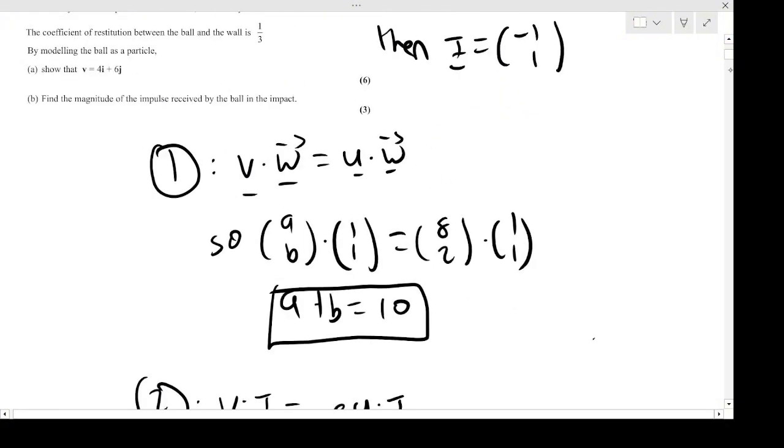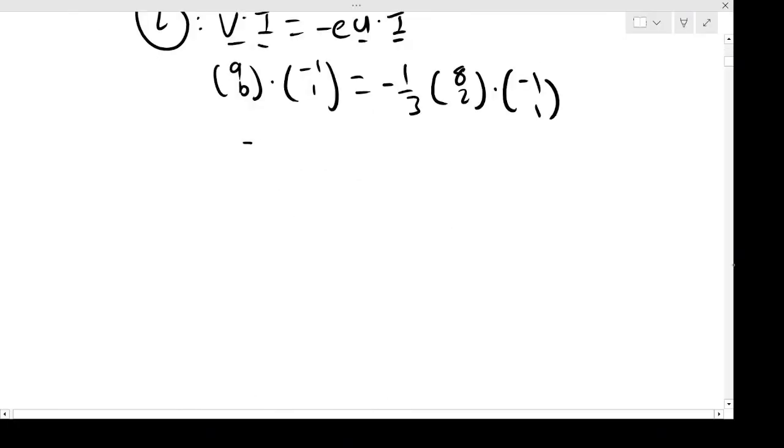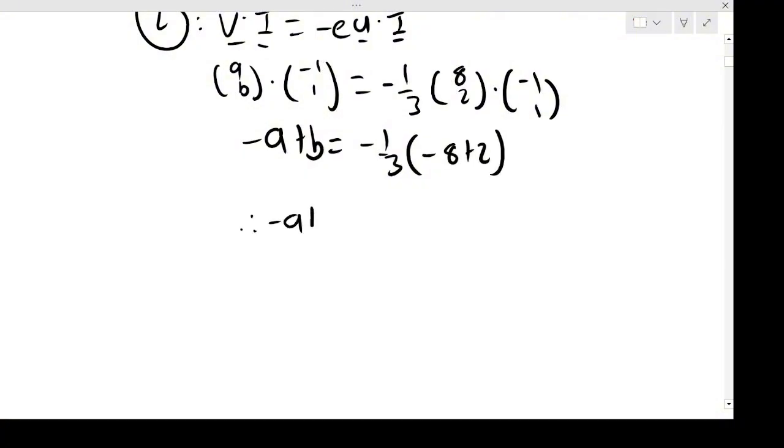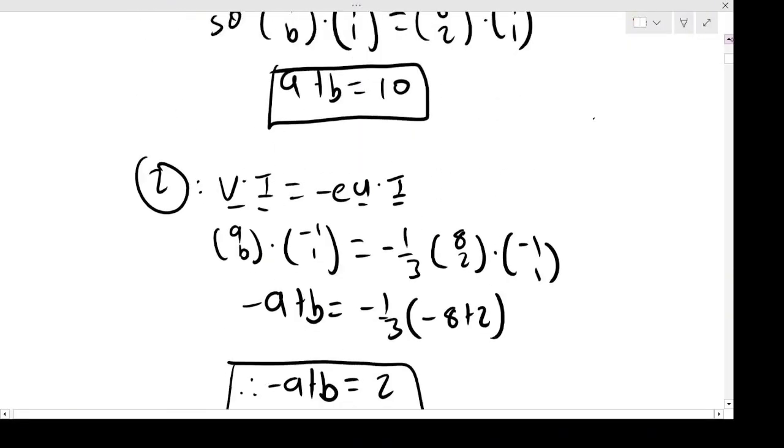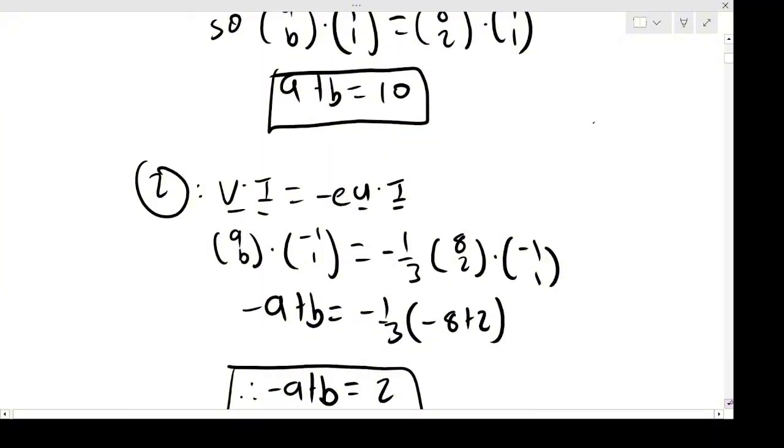There we are. And so if we were to simplify this, we're going to get minus a plus b is going to be minus a third of minus 8 plus 2. And so we're going to get minus a plus b is going to be minus 2, I believe. No, plus 2. And there we are. So that's my second equation there. So now I'm in a position where I've got simultaneous equations. So now we can solve for a and b.